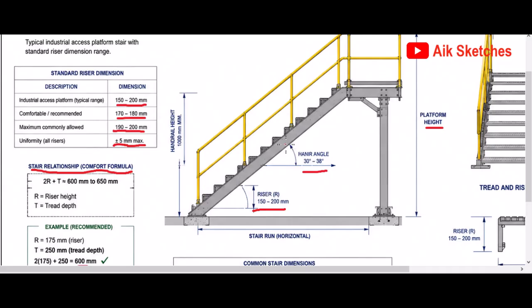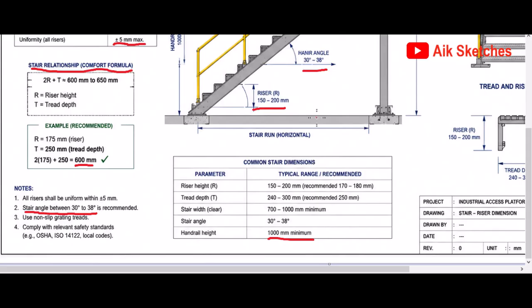So, other diagrams that may interest you to look at. Basically, what access platform stairs look like. Don't forget the relationship between the tread and the riser. Okay, this is basically how stairs are for access platforms.